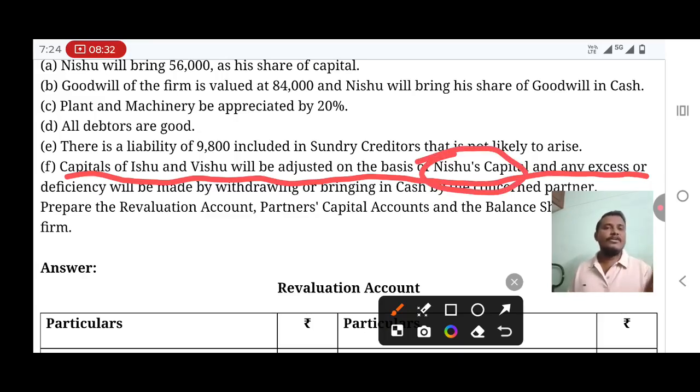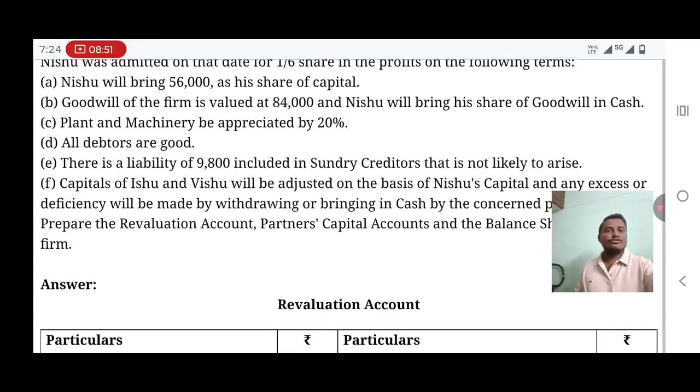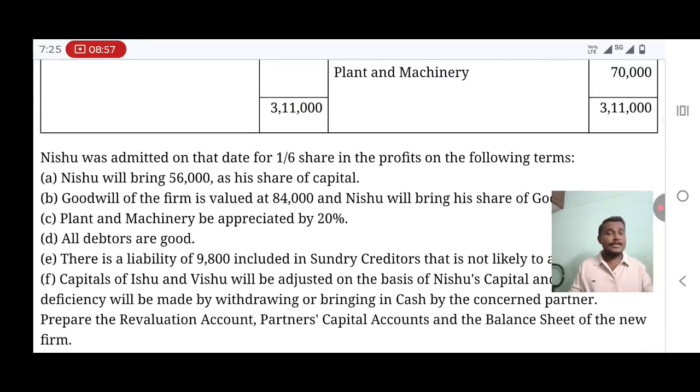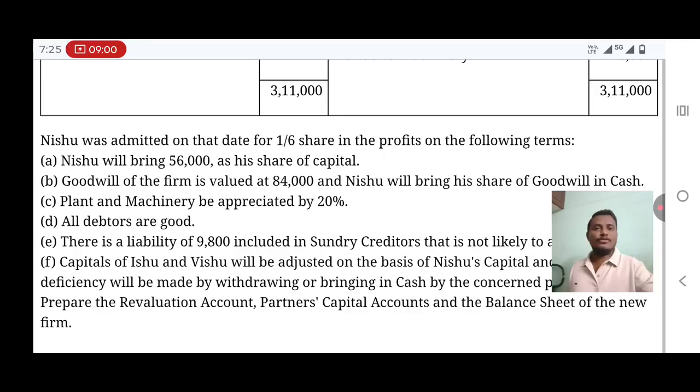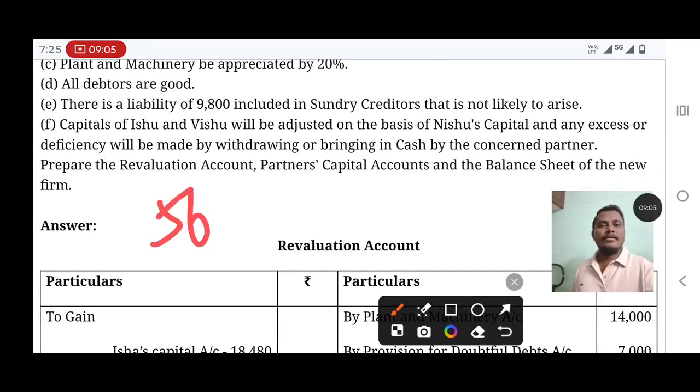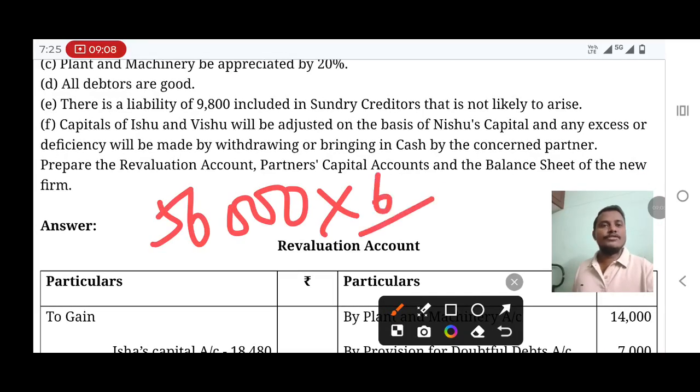So whenever this kind of question is coming, you see Nishu is a new partner and they are telling the new partner's capital. On the basis of the new partner's capital, you will have to adjust the capitals of ICSE and VISHU. So Nishu's capital is 56,000 into the new partner's share. Nishu's share is 1 by 6. 56,000 into 6 by 1, you have to take that. So if you take 56,000 into 6 by 1, you get 3,36,000.